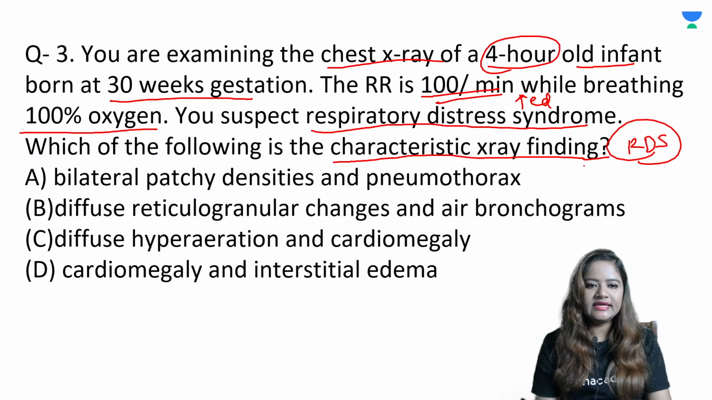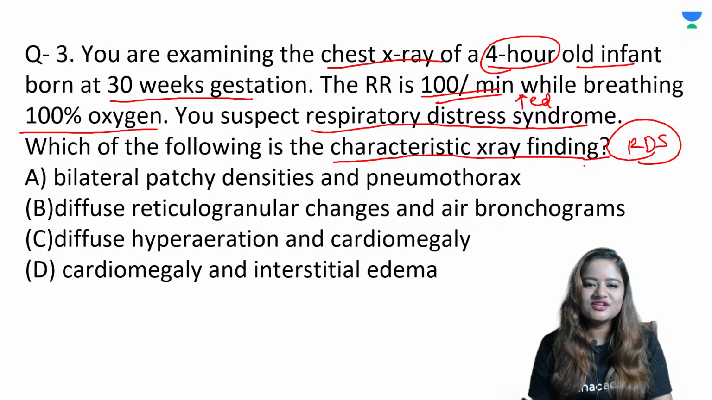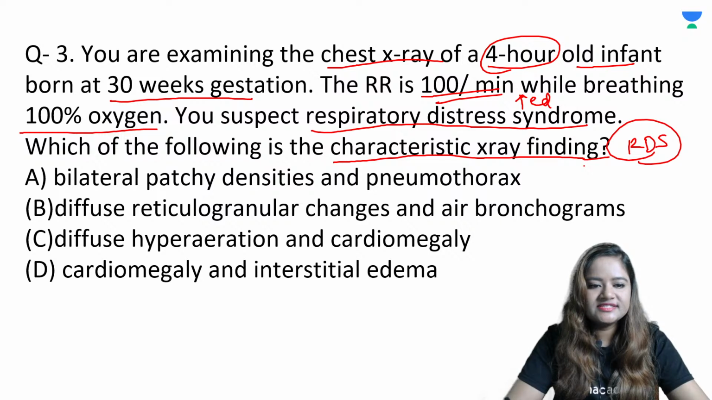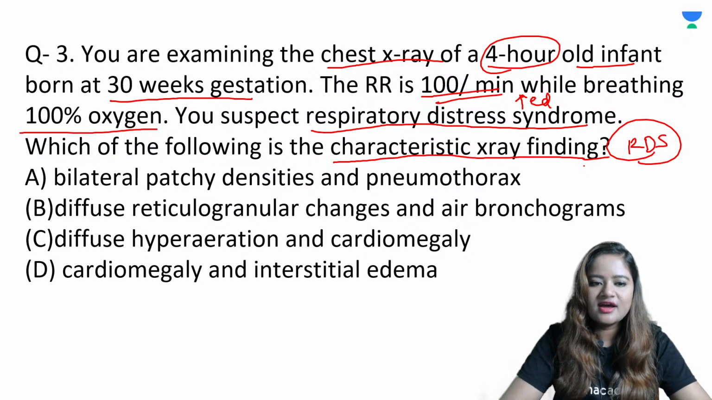Is it option number A, having bilateral patchy densities and there is pneumothorax? Is it option number B, having diffuse reticulogranular changes and air bronchogram? Is it option number C, having diffuse aeration and cardiomegaly? Or is it option number D, having cardiomegaly and interstitial edema?